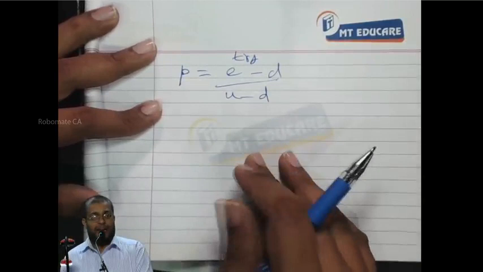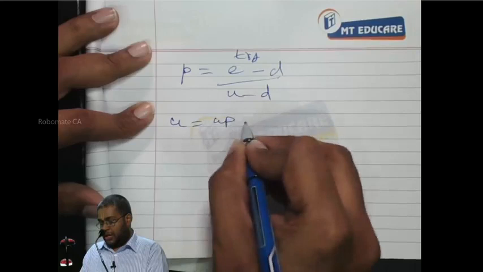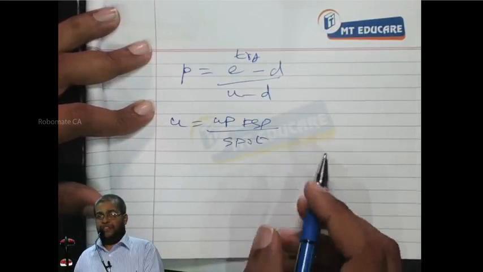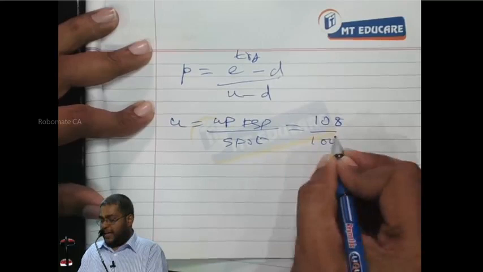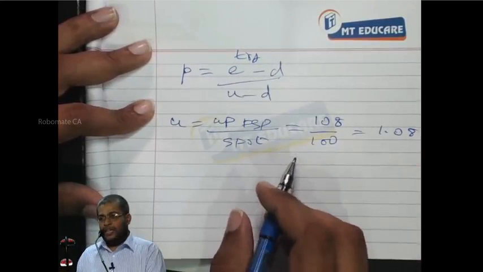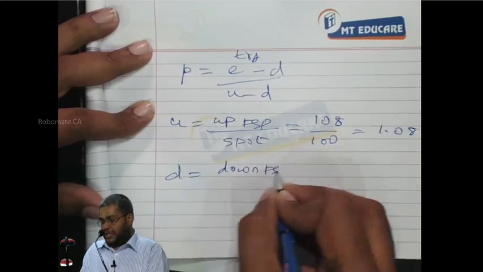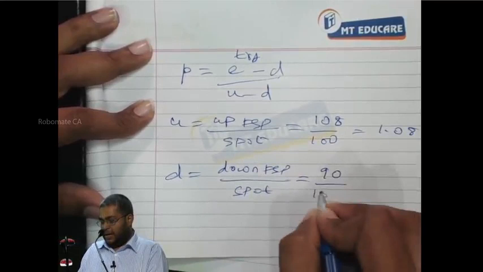Remember, what is u? U is equal to upper FSP divided by spot price. What is upper FSP? 108. What is spot price? 100. So 1.08 is u. Next, d is equal to downward FSP divided by spot price. What is downward FSP? Divided by 100. What is d? 0.90.